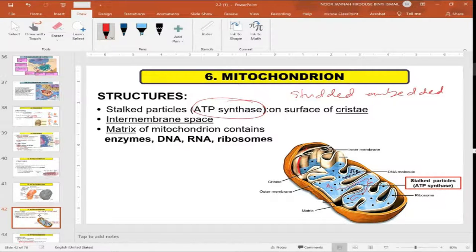Dipanggil matrix of mitochondria. So dalam matrix ni ada enzyme, ada DNA, RNA, ribosome. Okay. Mitochondria ni dia ada DNA dia sendiri. Nah, sebab tu dia boleh identify organel ni dah worn out, nak mati ke apa ke kan. Right, itu mitochondria.